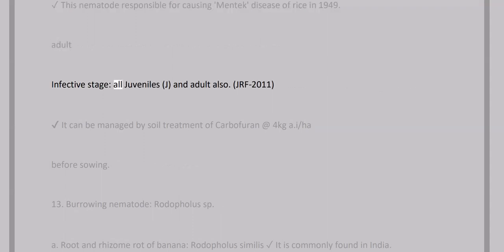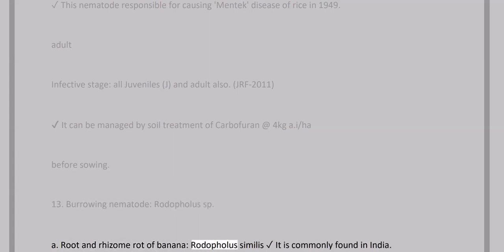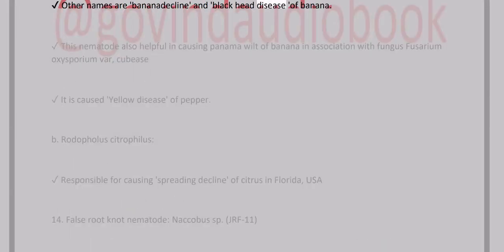Adult infective stage, all juveniles, J, and adult also. It can be managed by soil treatment of carbofuran at 4 kg a.i. per hectare before sowing. 13. Burrowing nematode, Radopholus sp. A. Root and rhizome rot of banana, Radopholus similis. It is commonly found in India. Other names are banana decline and blackhead disease of banana.